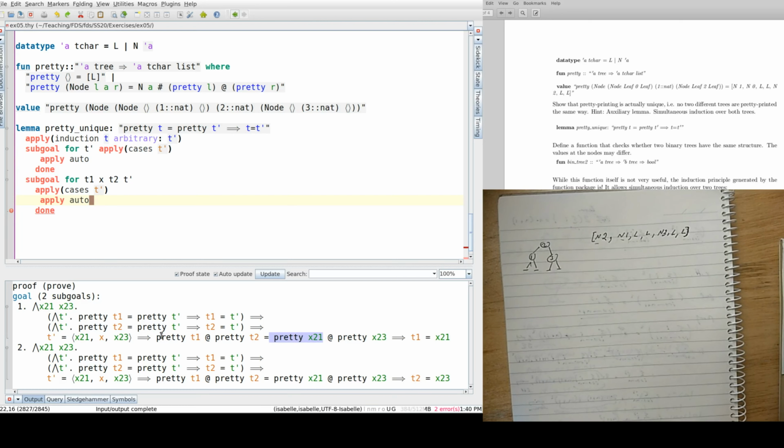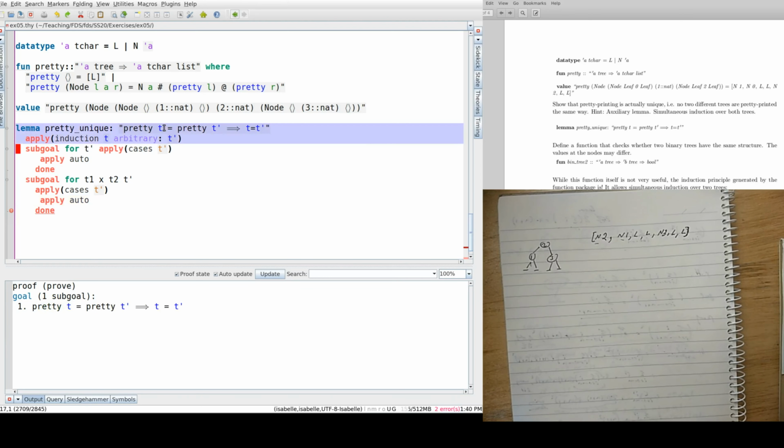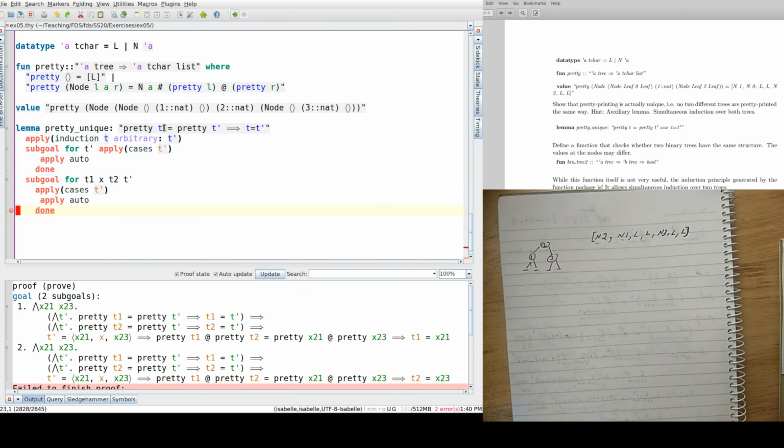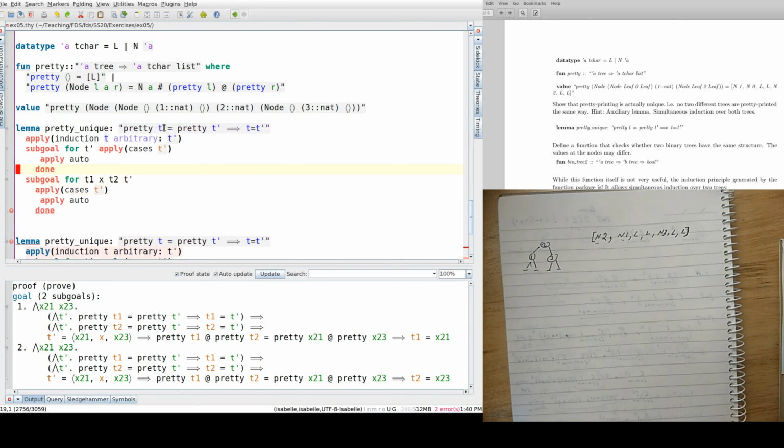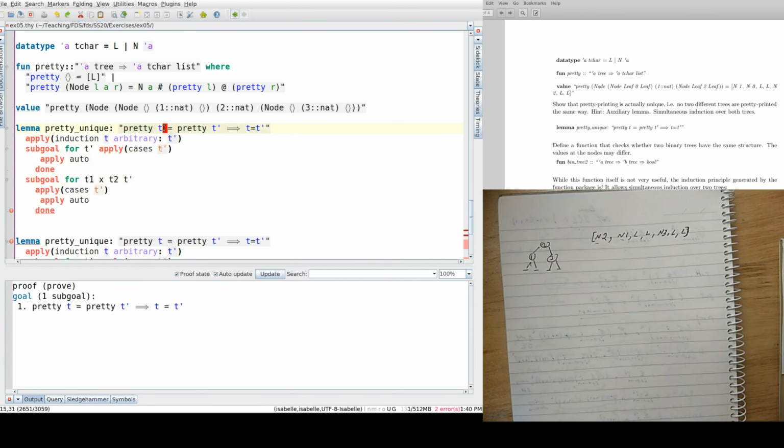and that the induction hypothesis still is not strong enough because here we have pretty of t1 concatenated to something equals pretty of something else concatenated to something else, but the induction hypothesis only says pretty of t1 and that's it. So we need to actually strengthen this lemma by adding a suffix to the pretty printing of a tree. So instead we say this.